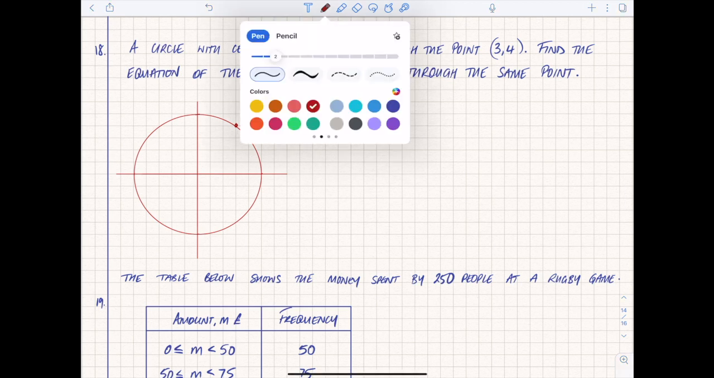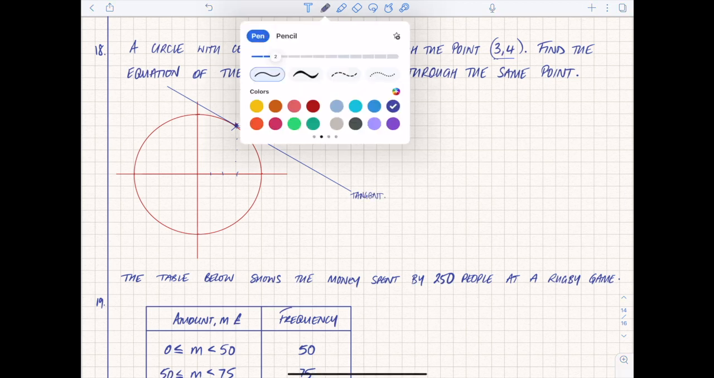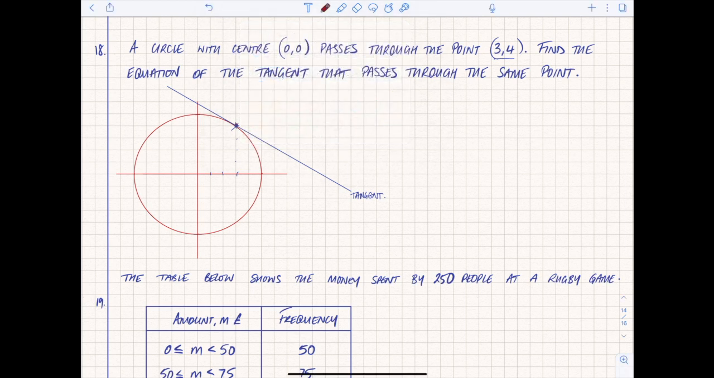We know what we've got is the point 3, 4. So 1, 2, 3, 1, 2, 3, 4. That's that point there. And we've got a tangent line that is doing this. Okay. What it's asking you to do is find the equation of that line there. So we'll label that tangent. Okay. So from here, what we need to start thinking about is tangent lines are going to be perpendicular lines.